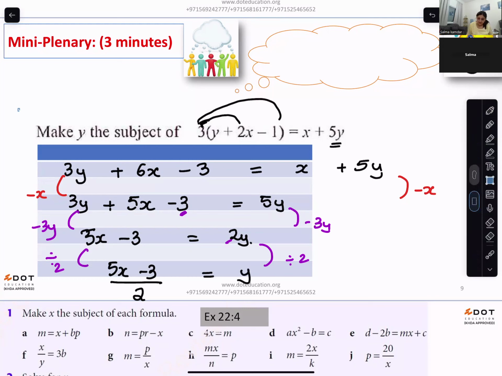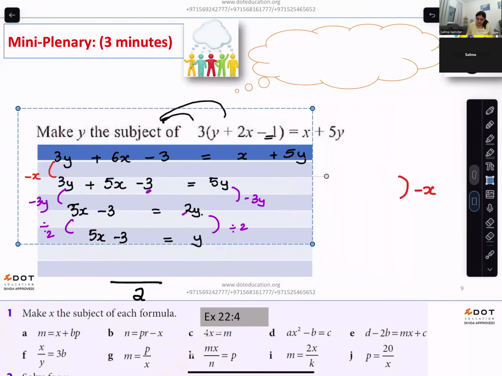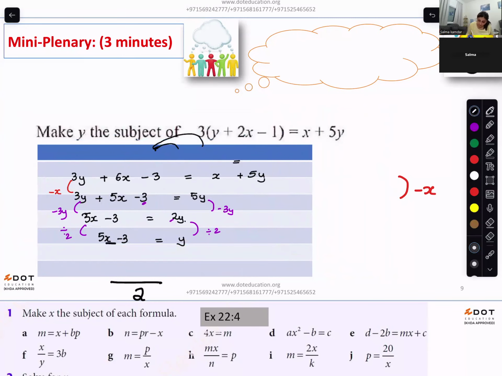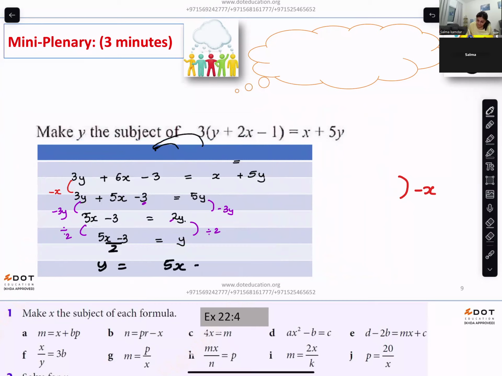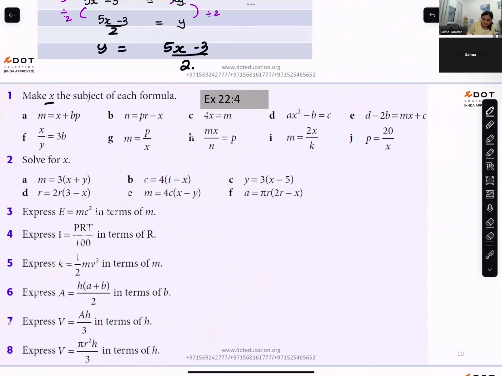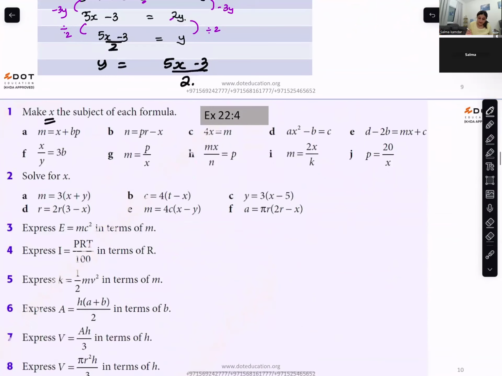I need the subject on my left. So if I need the subject on my left, this will become y is equal to 5x minus 3 divided by 2. Now this is the exercise which is there in your textbook. You want to make x the subject. So I want you to try doing question number 1 and question number 2 and then come back to me. Okay? Try it, pause the video, try and then come back.